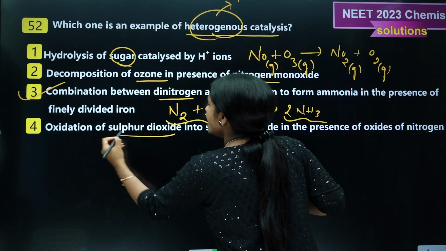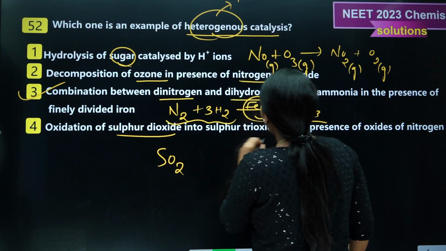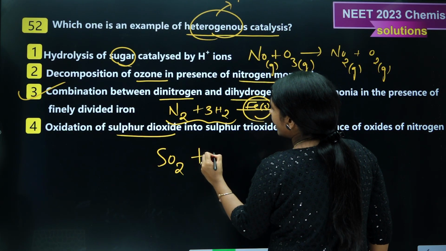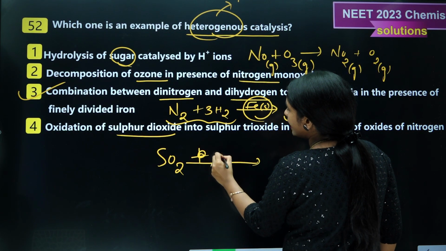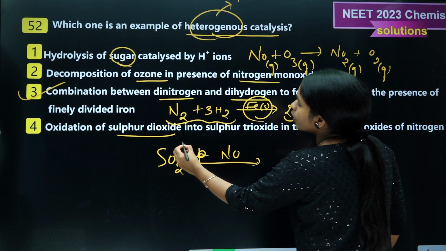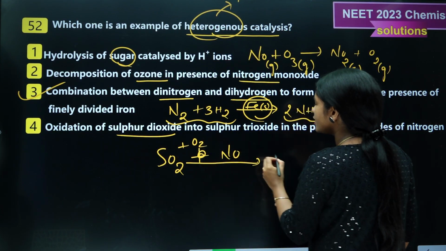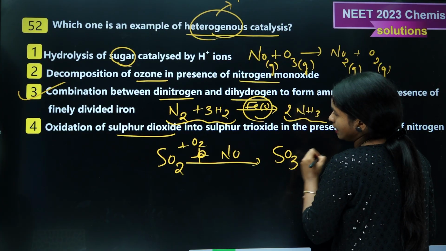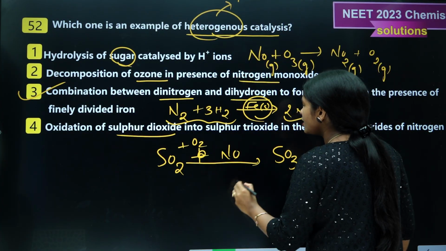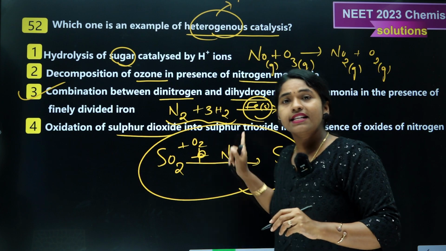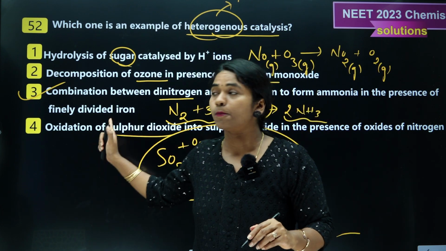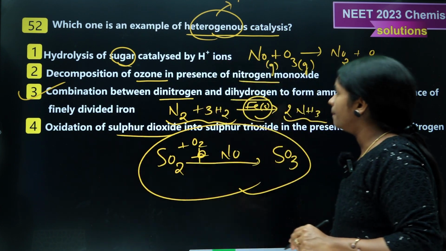See the next one. Sulfur dioxide, in the presence of nitrogen oxides as a catalyst, is undergoing oxidation. I mean SO2 is converting into SO3. So here all are in the gaseous phase only. So this is an example of a homogeneous system. Option 3 is the correct answer.